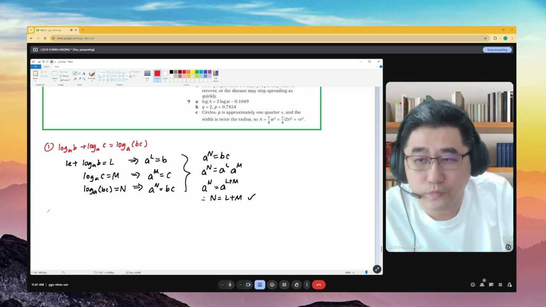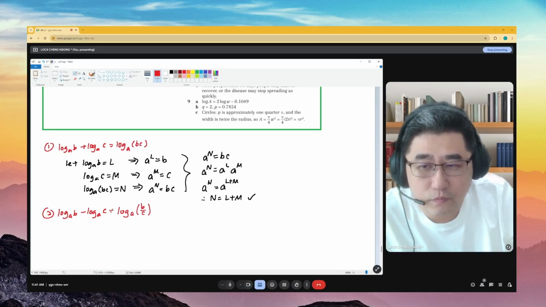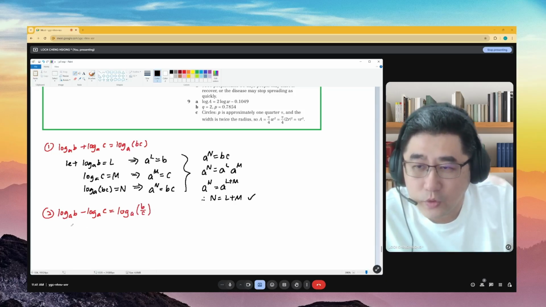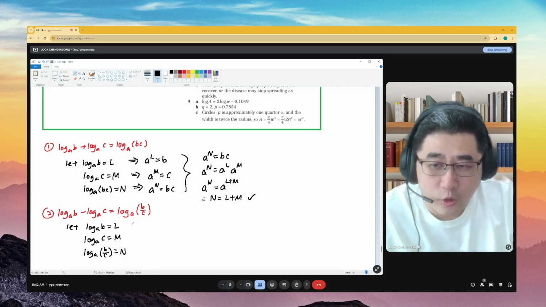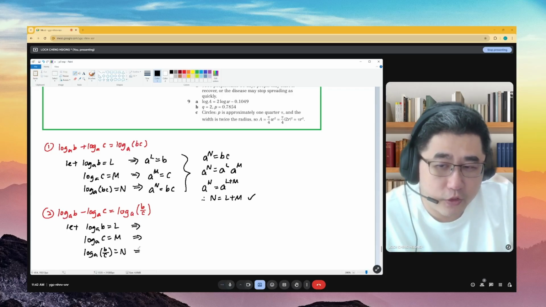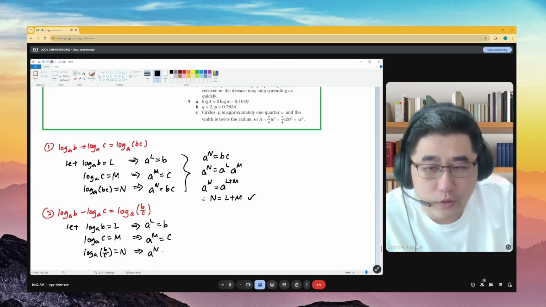Number 2, if I have log_a b minus log_a c equals log_a of b over c, we try to do it similarly. So I let log_a b equal L, log_a c equal M, log_a of b over c equal N. According to rule 0, the definition, I have a^L equals b, a^M equals c, a^N equals b over c.